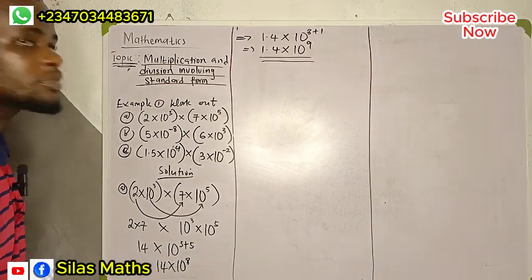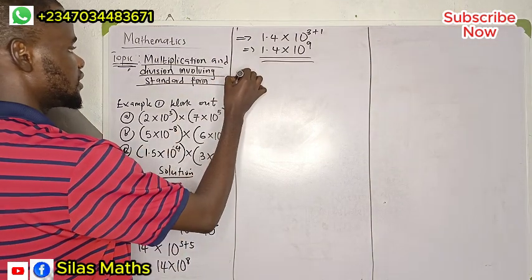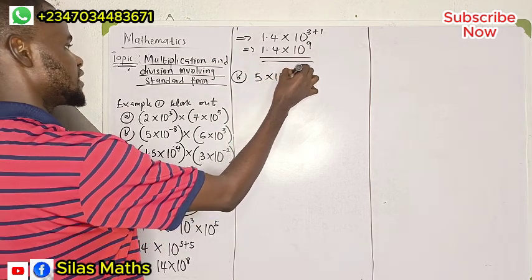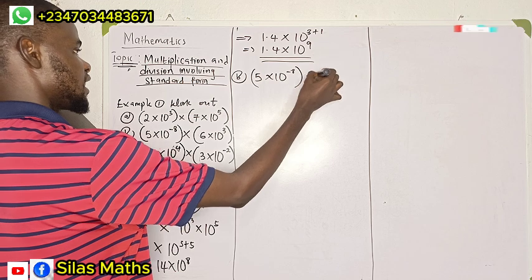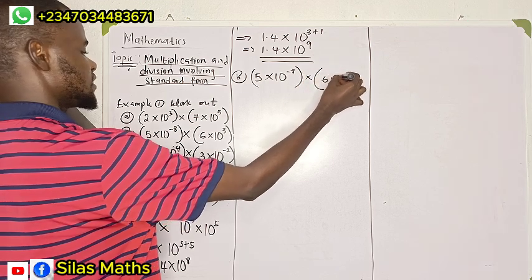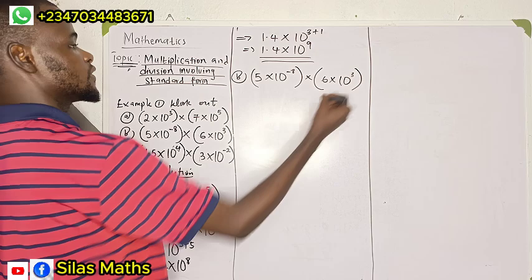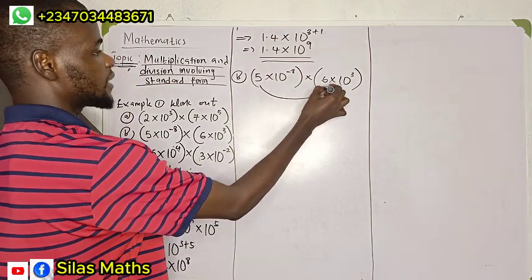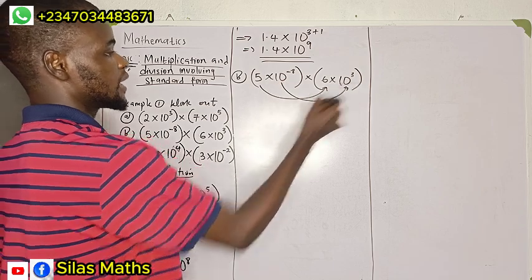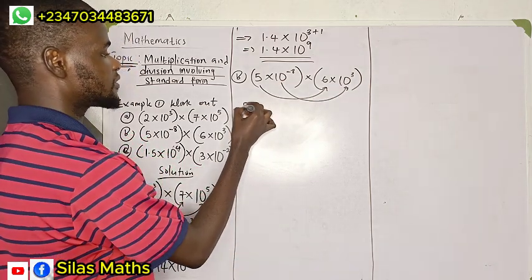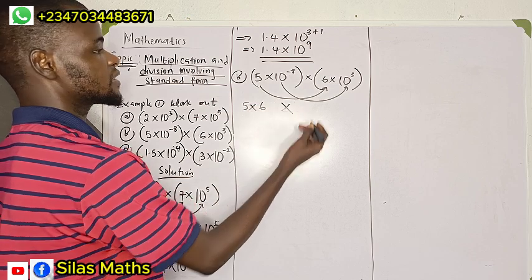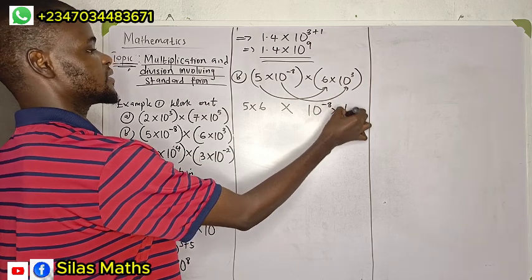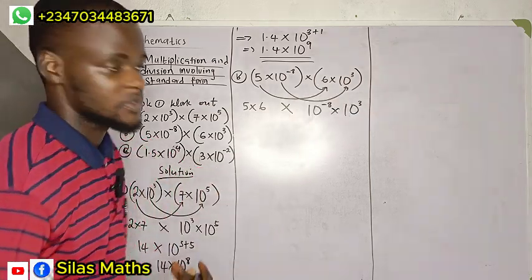Okay, example 2, or B. We have 5 times 10 to the power of negative 8 times 6 times 10 raised to the power of 3. So go ahead and collect like terms and multiply. This 5 multiplies 6, while this 10 will multiply this. So I'm going to have 5 times 6 times 10 to the power of negative 8 times 10 to the power of 3. The same thing happens.